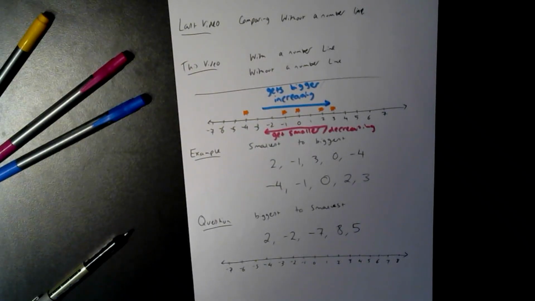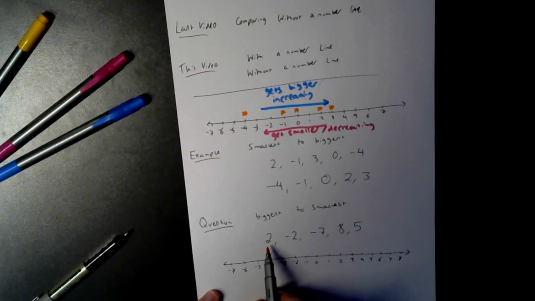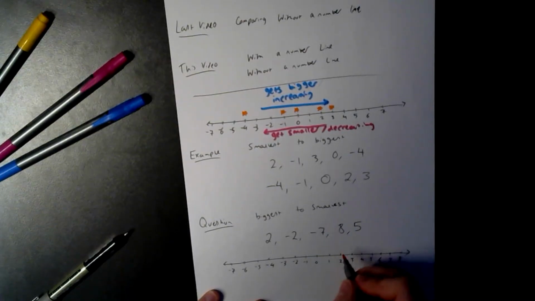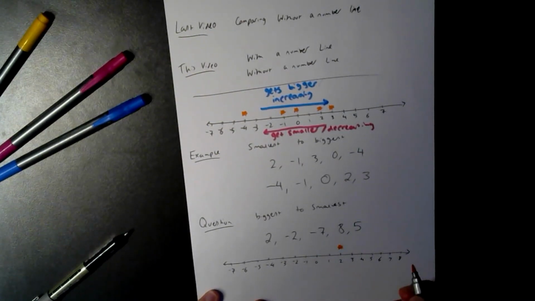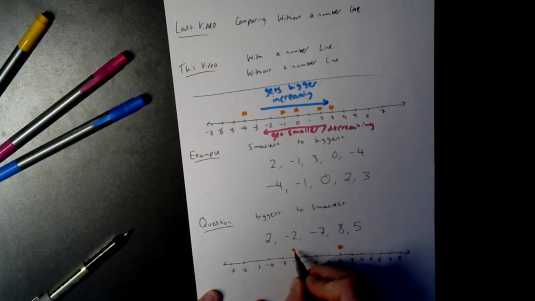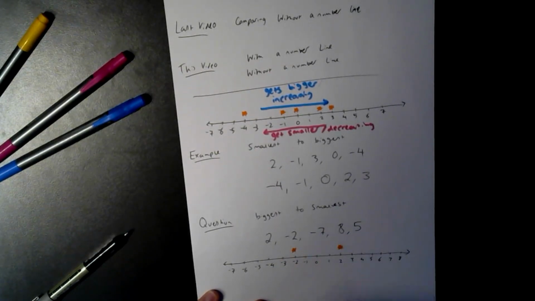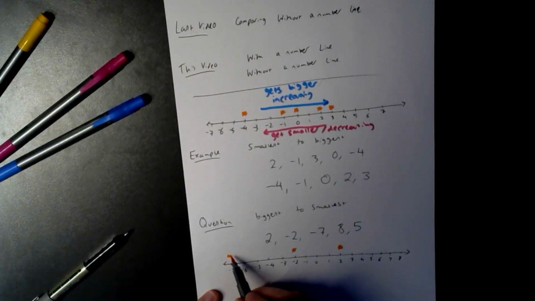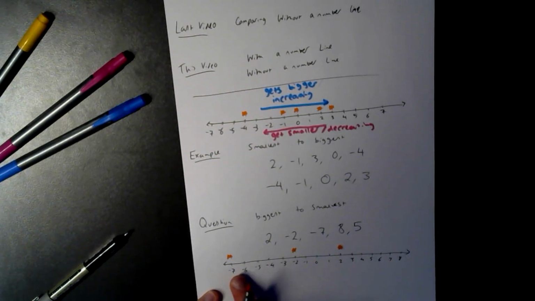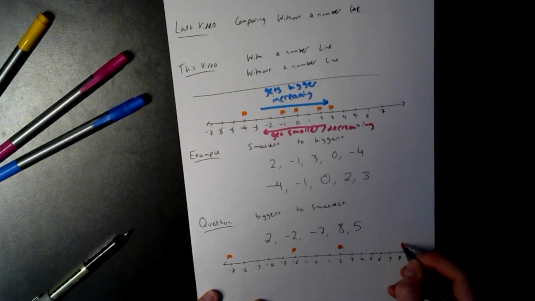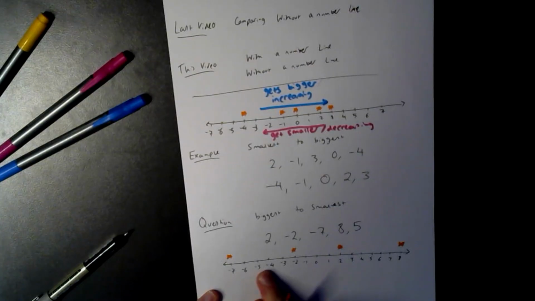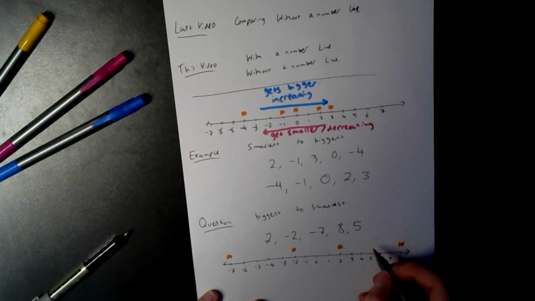So once again, we just do the exact same thing. So we look at our first number 2, mark it on, then we look for -2, mark it on, -7 is here, 8 is over here, and then 5 is there.